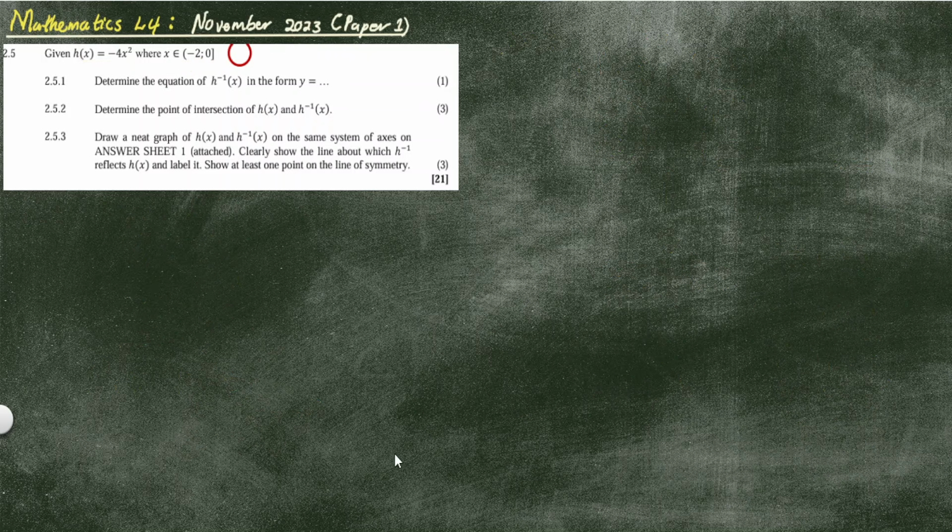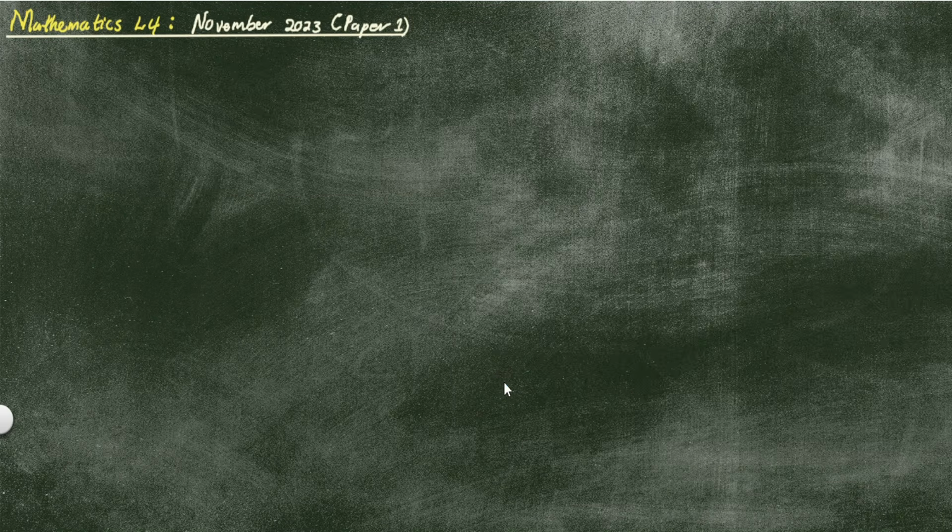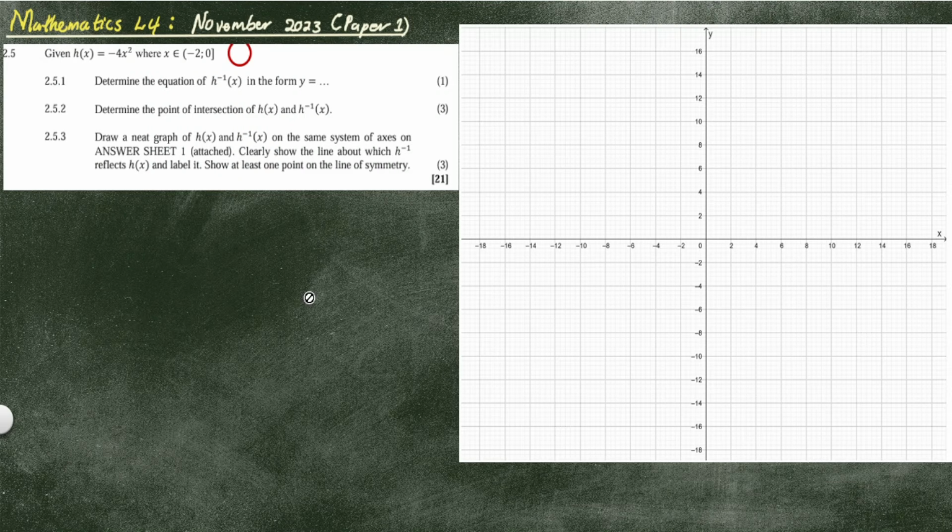Now, let's hide this and open up this one, because we want to draw a neat graph of both of these on the same system of axes on the answer sheet. Clearly show the line about which this reflects and label it, and show at least one point on the line of symmetry. I must admit this question is tough.